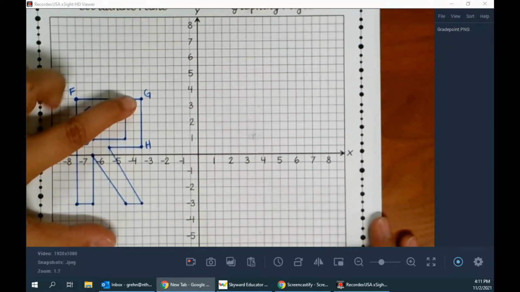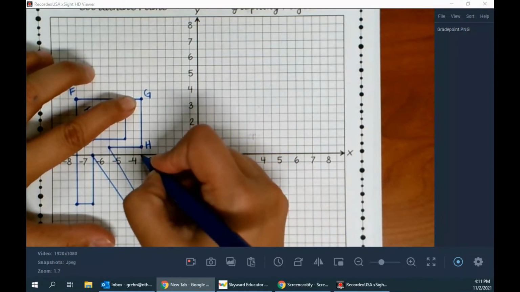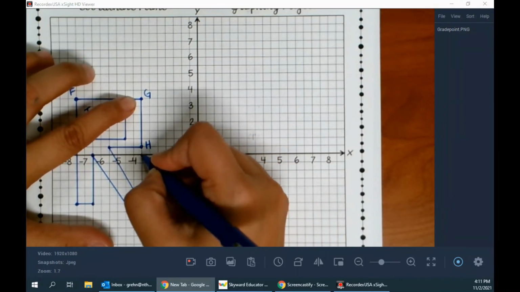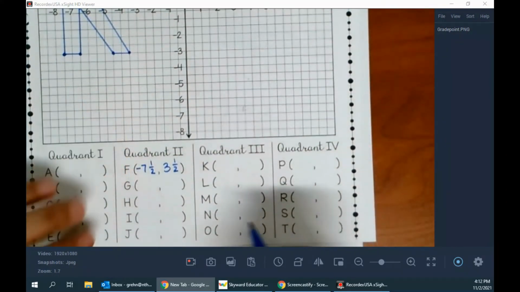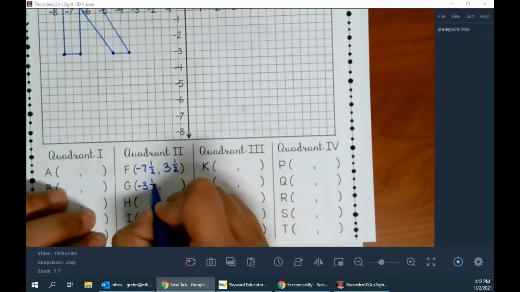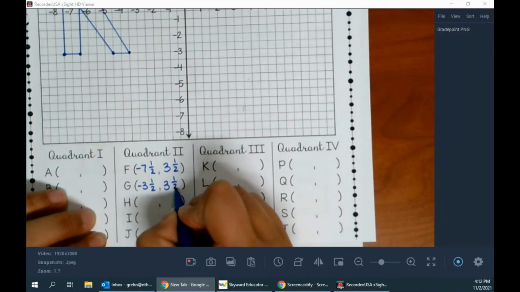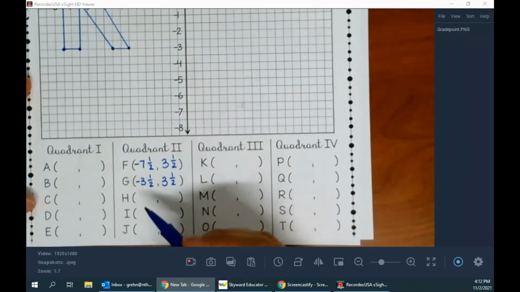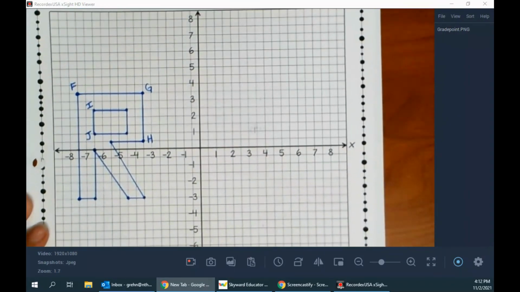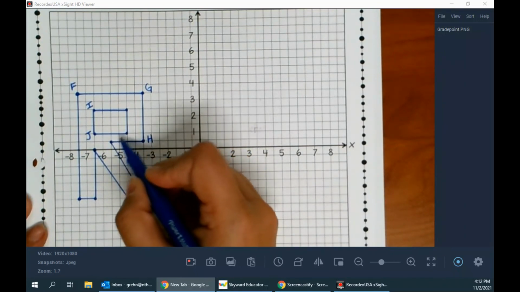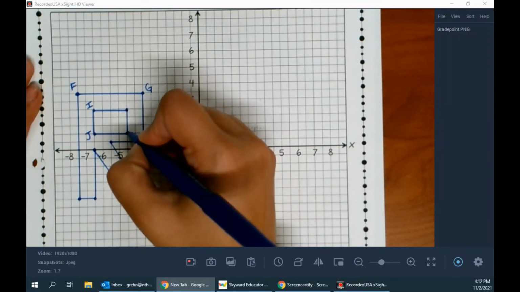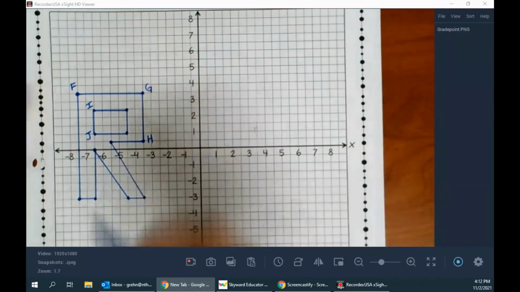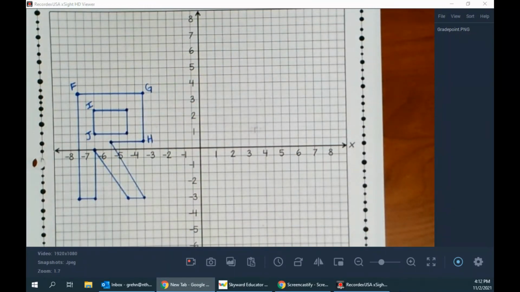Now I need to find G. So here's G, and I see I went over to -3.5 and up to +3.5. So that would be -3.5, +3.5. And I'm going to keep doing that until I get through to point J. You'll notice I have these extra points. If I have extra points, I'll have the points shown here, but I'm not going to label them and I don't need to identify them. I only need to identify 5 points from each of the 4 quadrants.